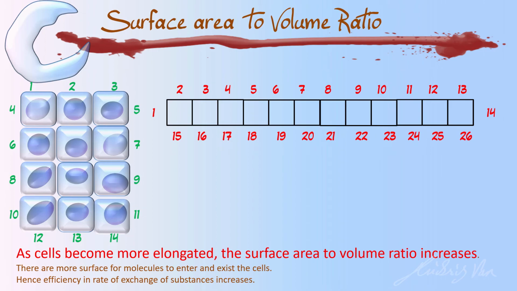So if you look at the starting cell, you can see that there are 14 units of space where the molecules can enter and exit, as compared to the last cell, the elongated one. Now, there are 26 units of space where molecules can enter and exit. Hence, as the cell becomes more and more elongated, the surface area to volume ratio will actually increase, and the efficiency in the rate of exchange of substances will also increase, which means the rate of osmosis and diffusion will be faster.